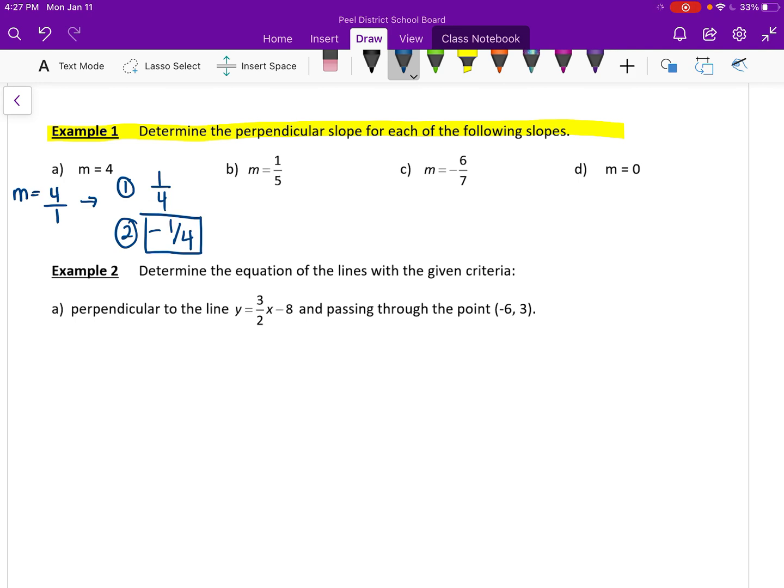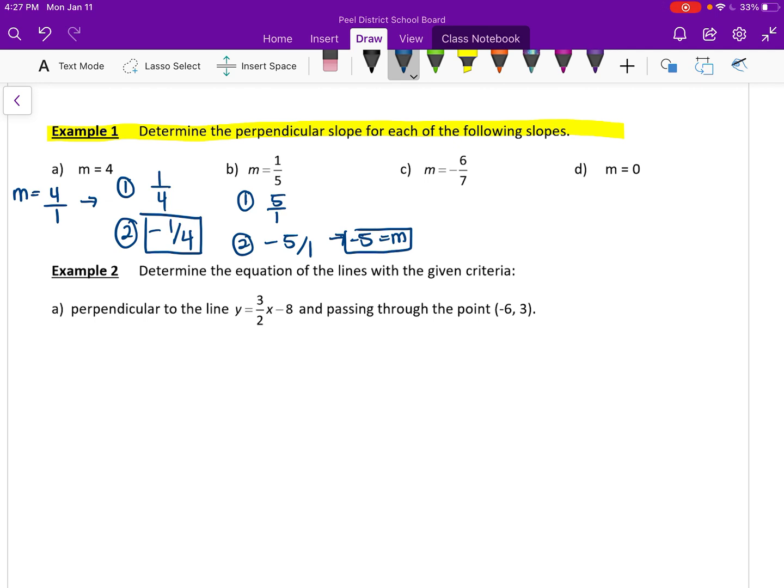Right here I have negative 5 over 1. So first thing I'm going to do is flip the fraction. So I'm left with 1 over 5. And then I'm going to change the sign. It becomes positive 1 over 5. Okay? So try doing C and D on your own, and then I'll take them up with you.